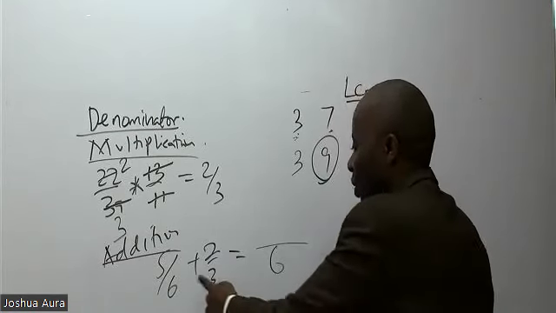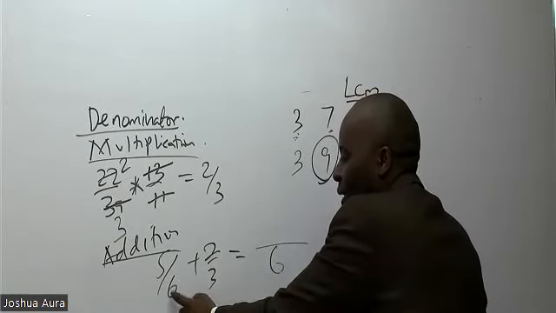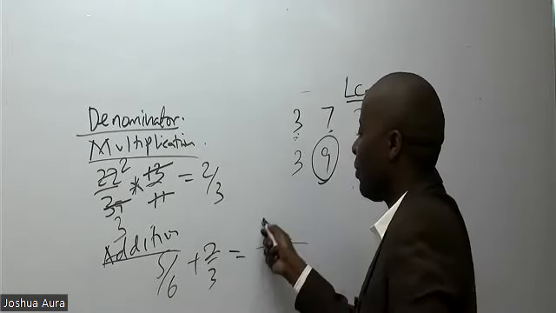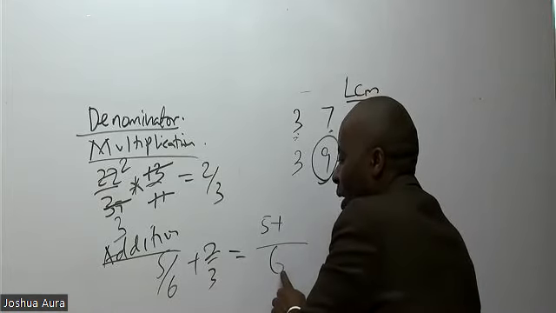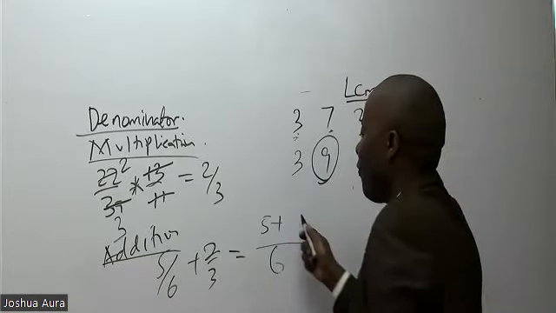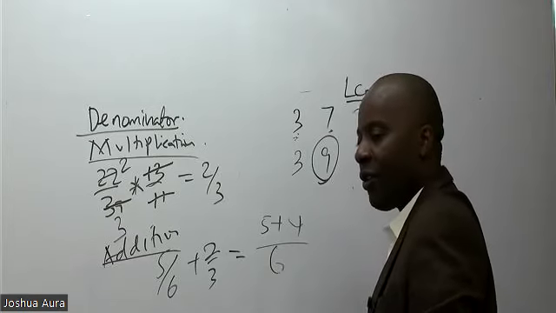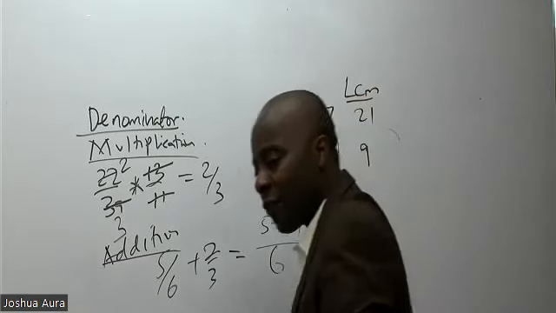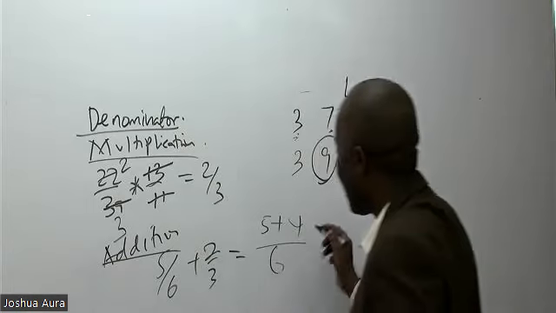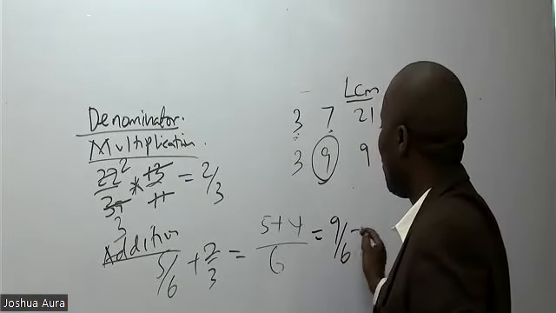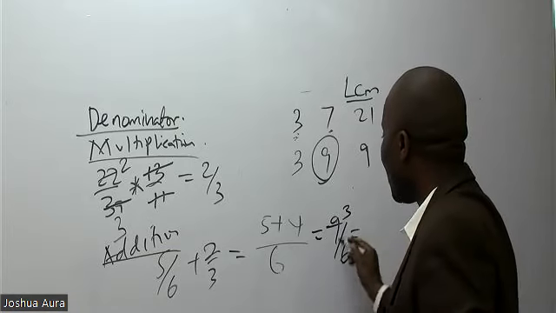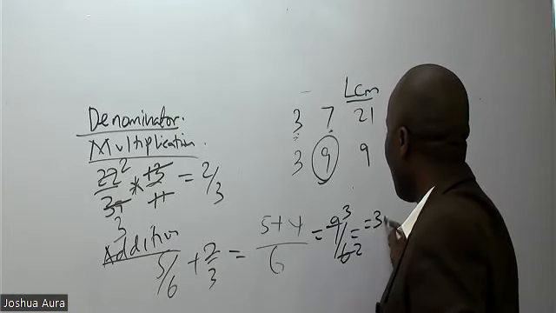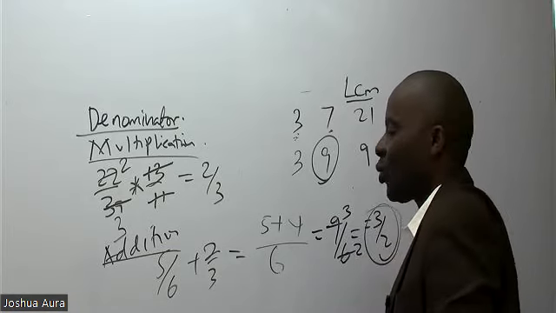So in this case, 6 goes here once times 5, so this gives me 5, plus 3 goes here twice, 2 times 2 gives me 4. So we have 5 plus 4, which gives me 9. 9 over 6. If you wish, you don't have to do it, but you can say 3 goes here thrice, 3 goes here twice. So this will give me 3 over 2.